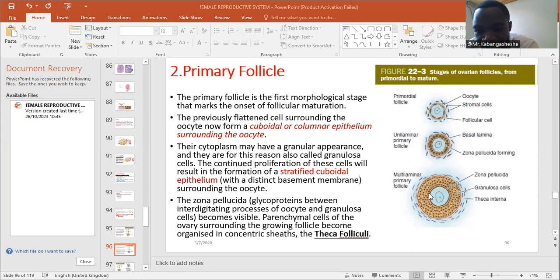This structure, much later on, we will see is important in the process of fertilization. For now, what I want you to know is that there's a layer of glycoprotein separating the granulosa cells from the oocyte, known as the zona pellucida. So that is a primary follicle, differentiated from the primordial follicle.